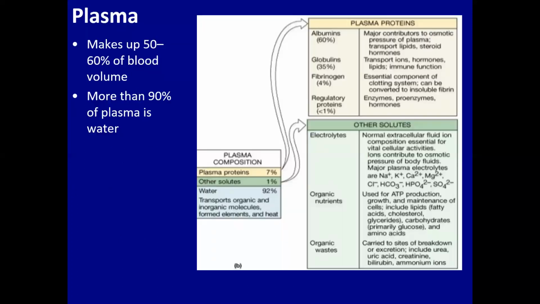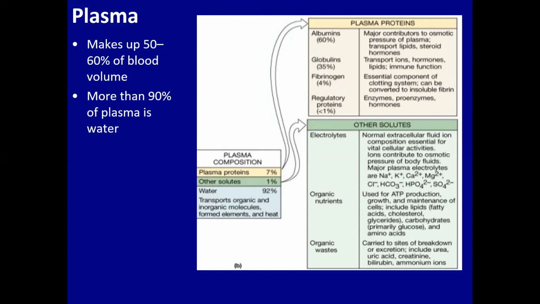Let's look at plasma. It's about 50 to 60% of your blood volume, but about 90% of it's water. So the majority of plasma is water. But if you break down that other 10% or so, you'll see that other solutes make up 1% and plasma proteins make up 7%. The plasma proteins that we have are mostly albumins. This allows for the osmotic pressure of plasma, and it allows for the transport of lipids, steroids, and steroid hormones.